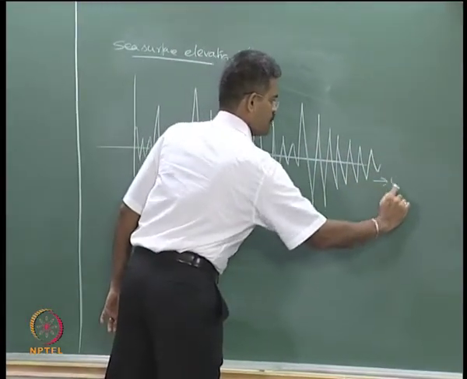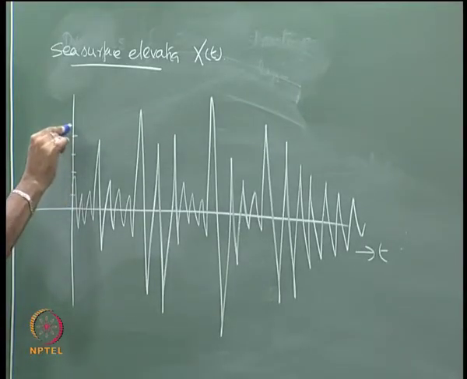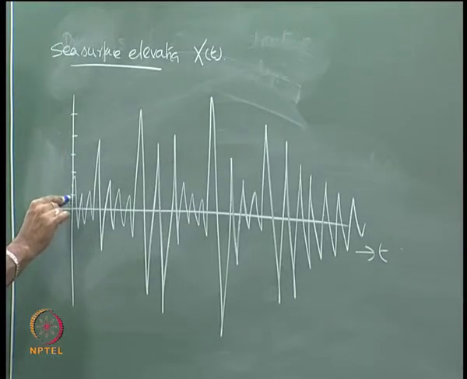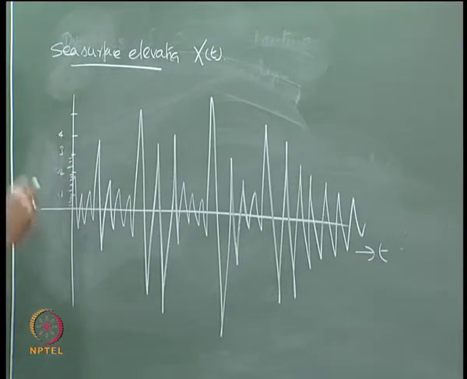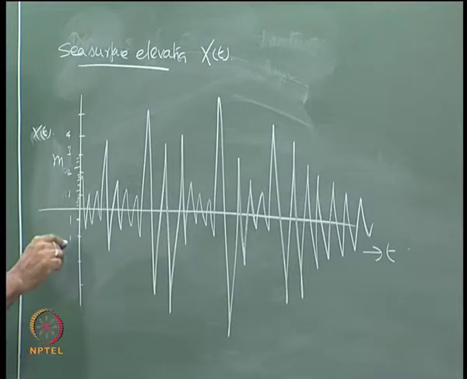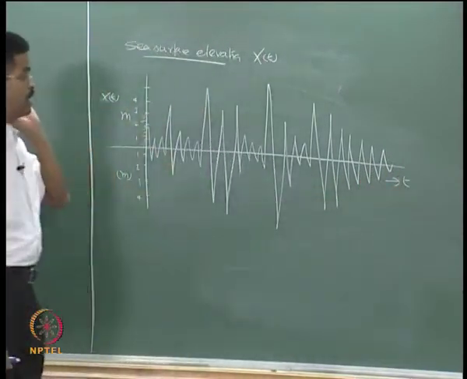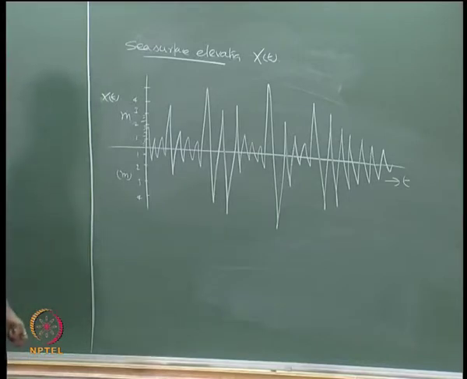Time keeps on going, with some value, maybe 0.1, sorry, 1, 2, 3, 4 meters. This is x of t, and this is also 1, 2, 3, 4 meters. So it is random in its time extent. This is one record that you are seeing.